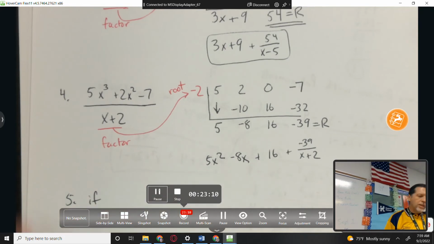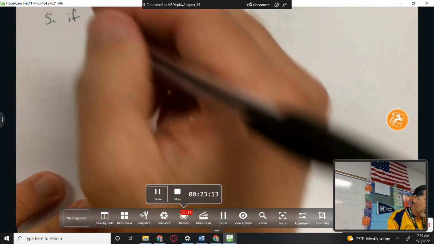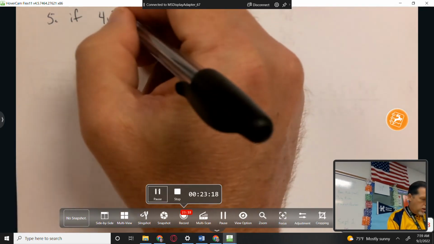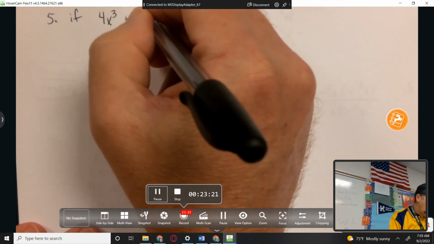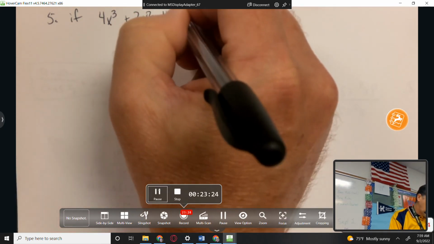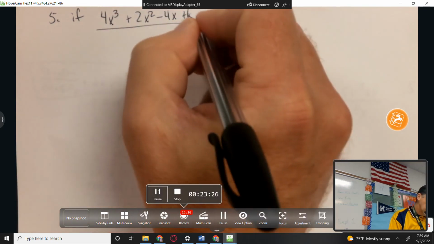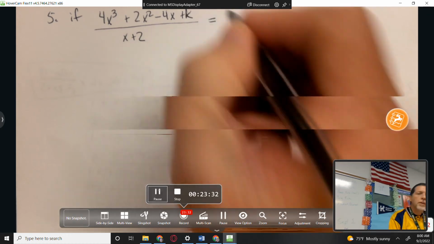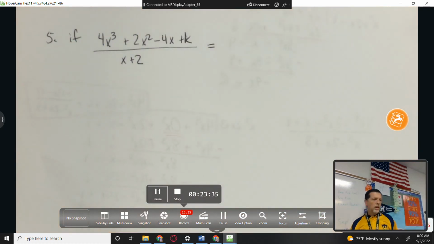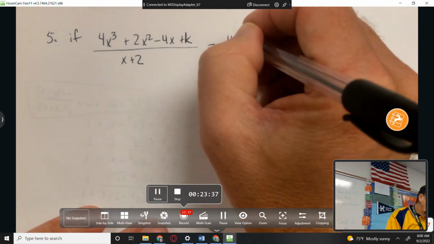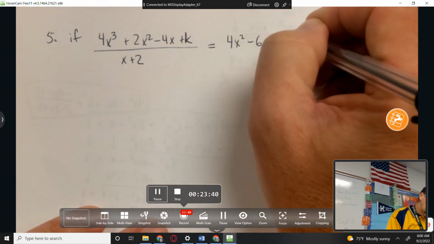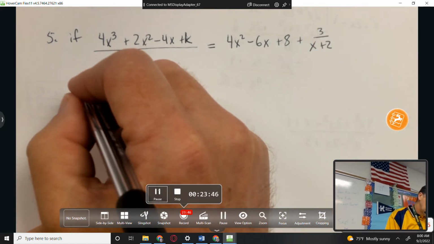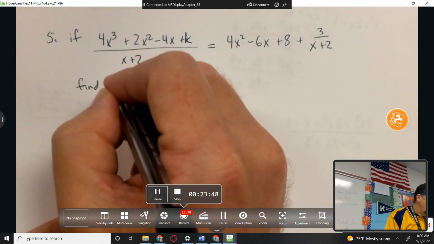All right, now we can start asking some questions using this stuff. If 4x cubed plus 2x squared minus 4x plus k, yep, that's a k, divided by x plus 2 equals 4x squared minus 6x plus 8 plus 3 over x plus 2. Find k.